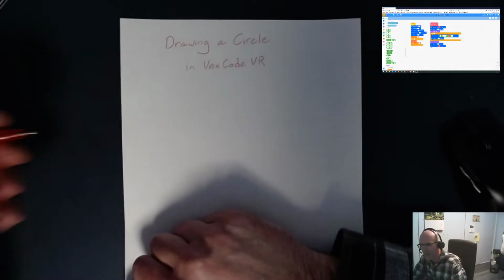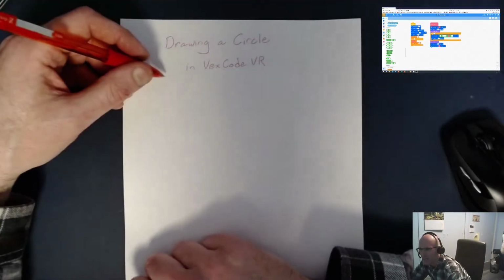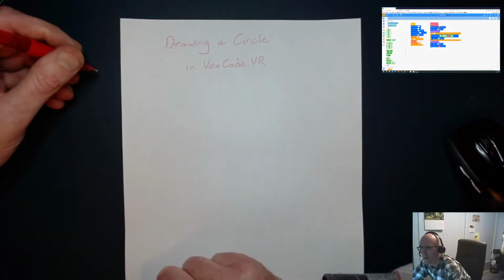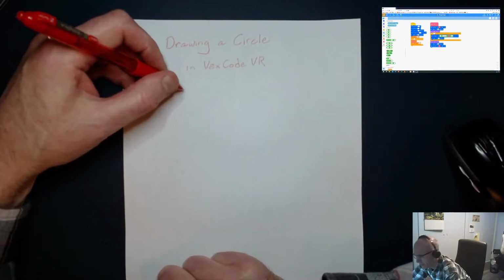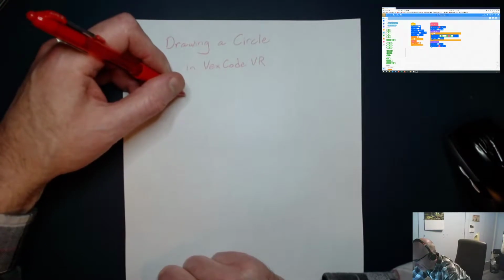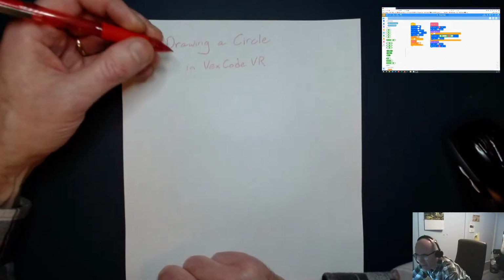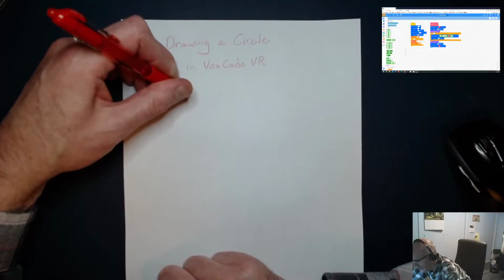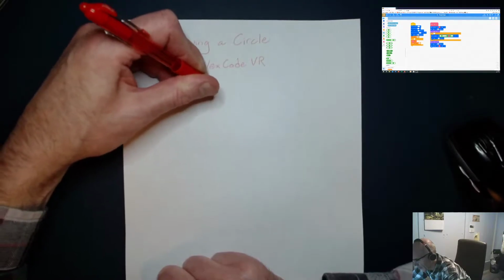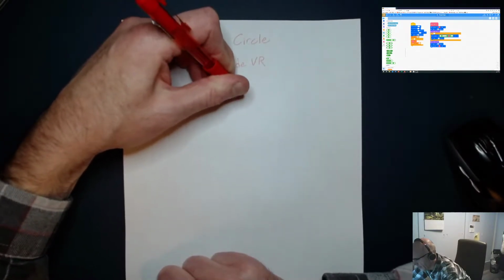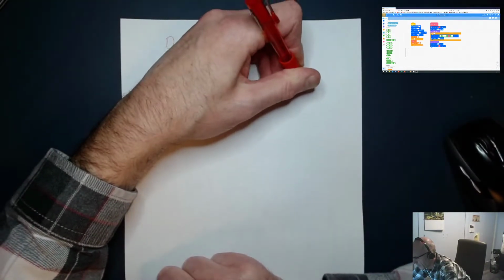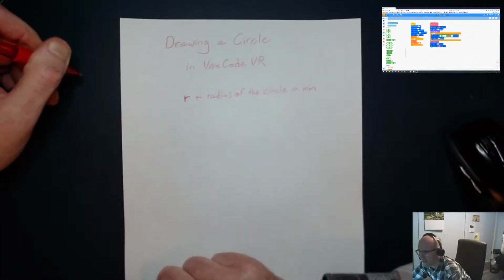If we're going to create a circle, we're going to pass a variable in, and that variable can be the radius or the diameter. I'm going to use the radius. r is going to be passed in there, and that's going to be the radius of the circle in millimeters on the VEX display.